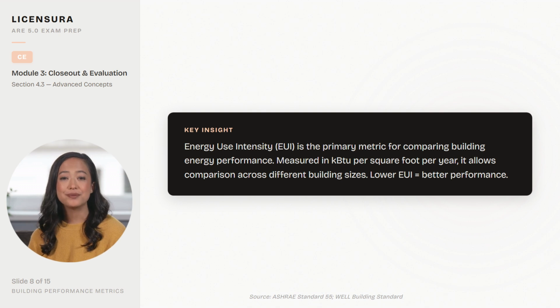Here's the key insight. Energy use intensity, EUI, is the primary metric for comparing building energy performance. Measured in kBTU per square foot per year, it allows comparison across different building sizes. Lower EUI equals better performance.